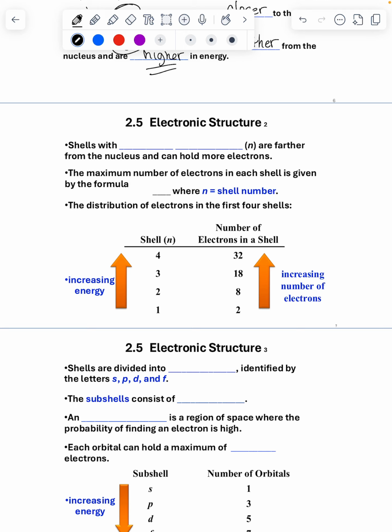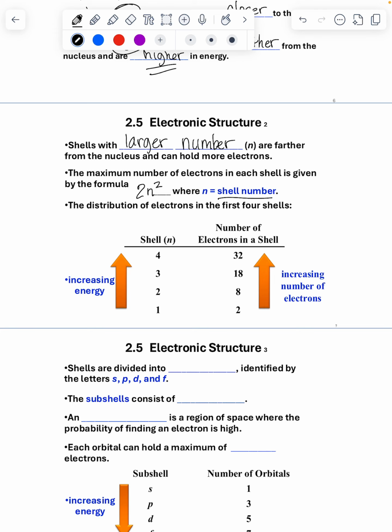Within the energy levels, let me back up, I'm getting ahead of myself. So shells with larger numbers are farther from the nucleus, as we said before, and they can hold more electrons. So the maximum number of electrons in each shell is given by this simple formula of 2n squared, where n is simply the shell number that you're referring to.